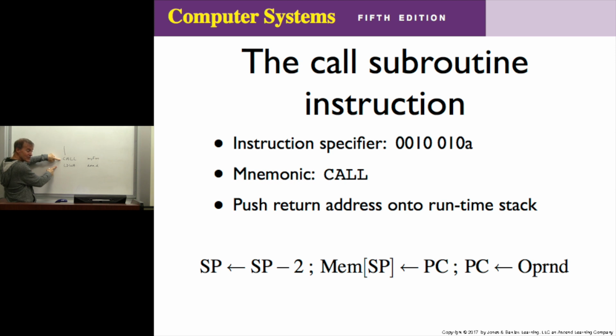So that's going to mem sub SP, the top of the runtime stack. And then what happens? The program counter gets the address of my fun, and so the next statement to be executed will be my fun. But what will be on the runtime stack?